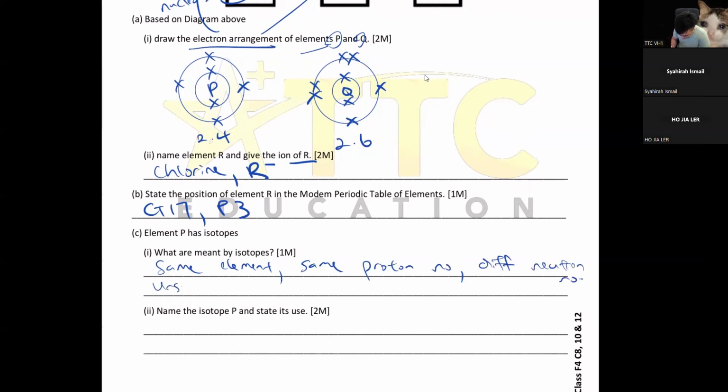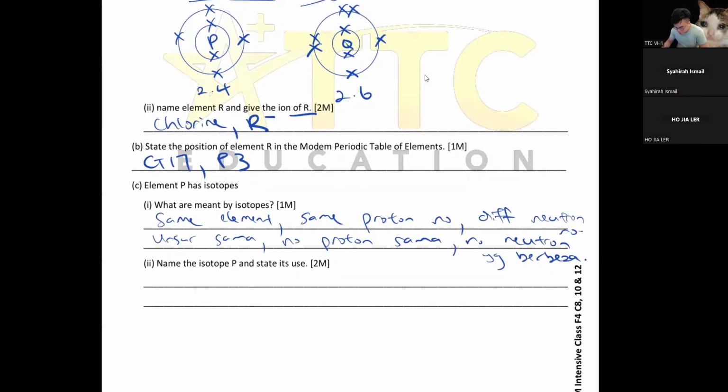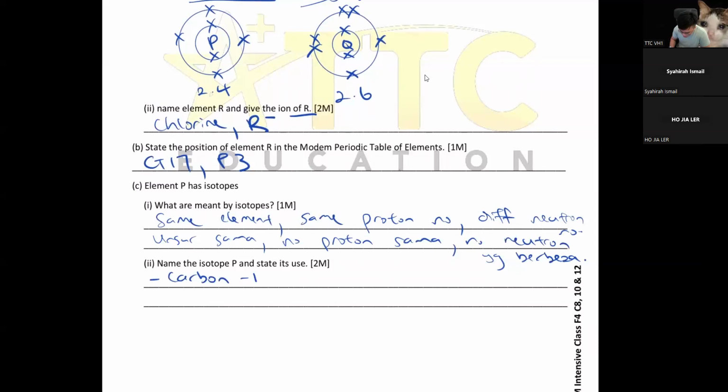Okay, unsur sama yang mempunyai nombor proton yang sama, nombor neutron yang berbeza. Alright, so name isotope P. Isotope P would be carbon 14. Remember?